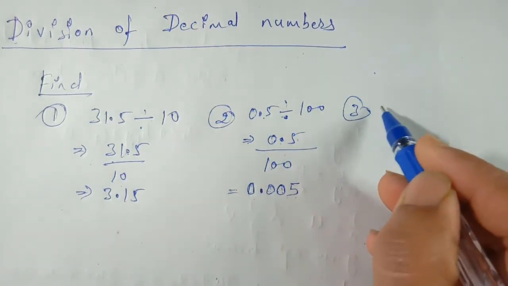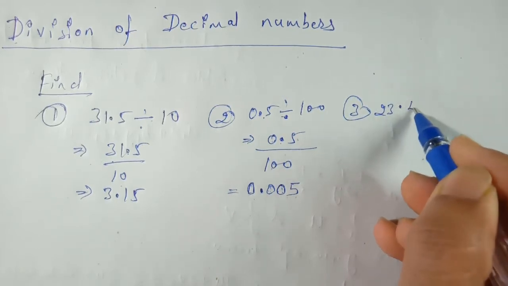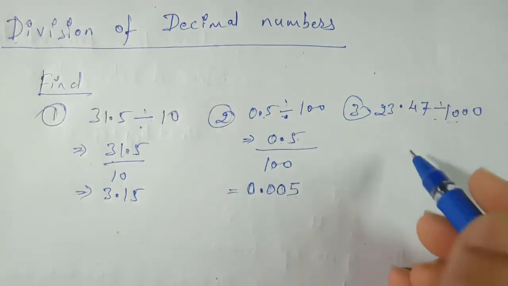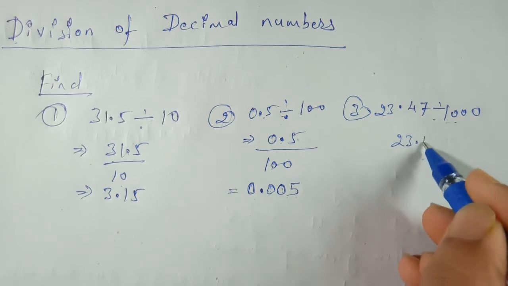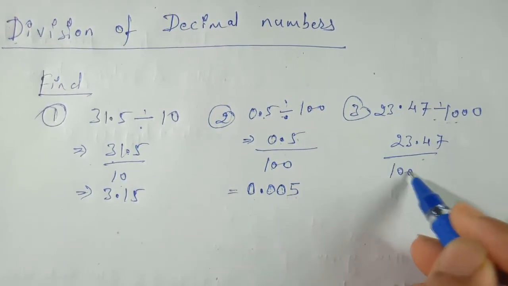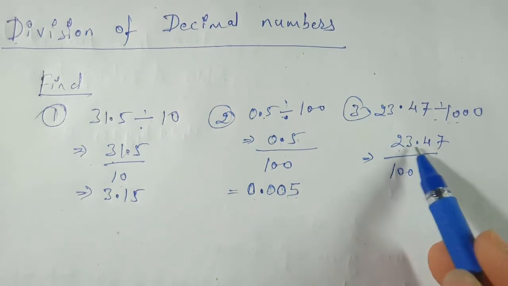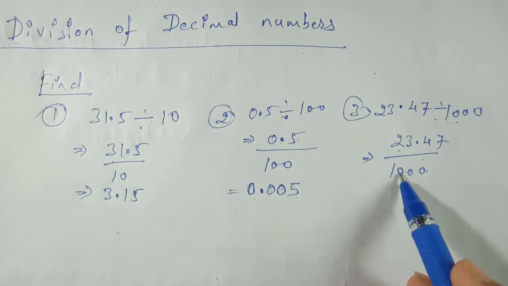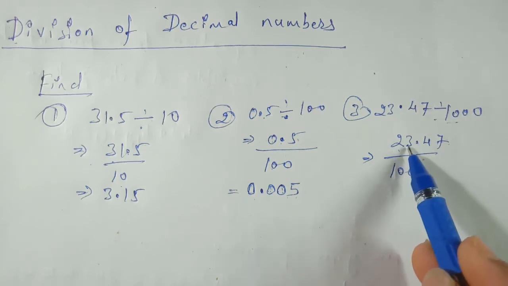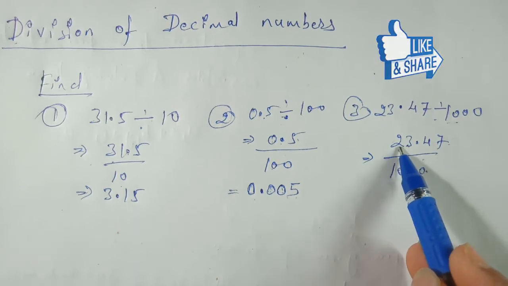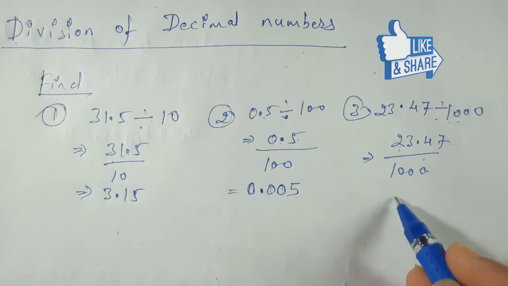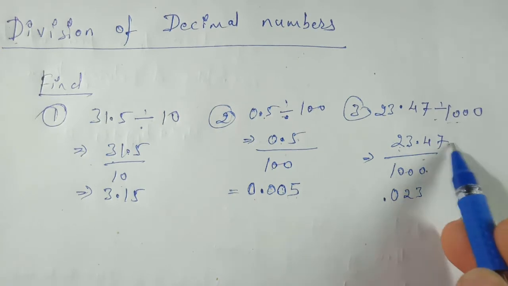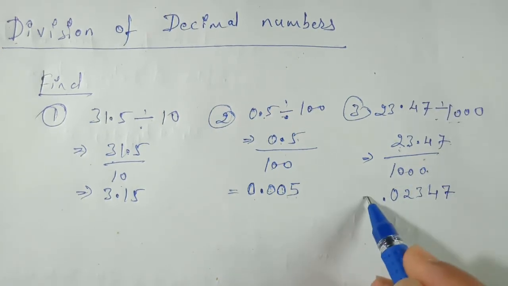Let us take one more example. 23.47 divided by 1000. Again we have 1000, which means the number by which we have to divide. So let us write it in division form. 23.47. Now how many zeros are there? 1, 2, 3. So it means we have to shift this decimal by 3 digits. 1, 2, 2 digits we have. For the third digit we're going to write 0. So we're going to write 0 2 3 and the decimal will be shifted over here, and the digits after the decimal are written as they are.